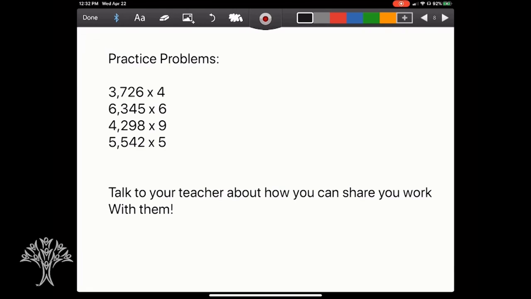You can always come up with your own problems too, your own 4-digit times 1-digit numbers. You could even do a 3-digit times a 1-digit, 2-digit times a 1-digit, 5-digit times a 1-digit. You can practice it in so many different ways. Then talk to your teacher about how you can share this work with them and if they would like to see it. And let them know if you have any questions.